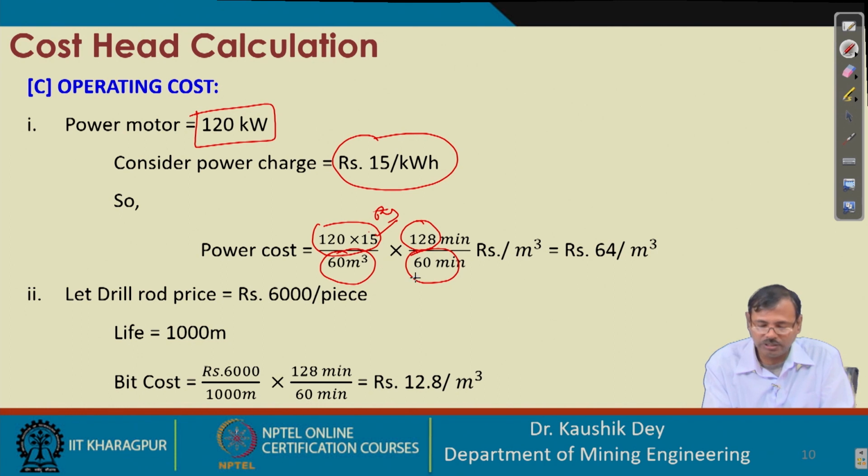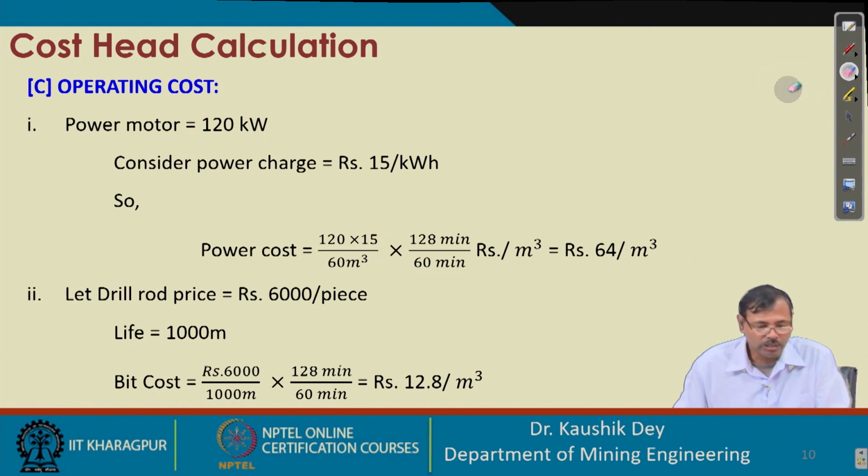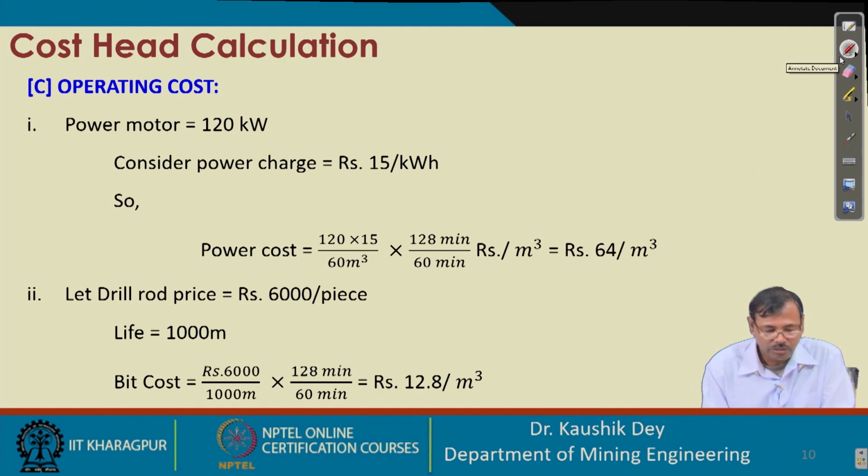So, that is considered here, and from one phase we are getting 60 meter cube of material. So, this is coming around 64 rupees per meter cube. Okay. So, that is 64 rupees per meter cube is the power cost coming for this jumbo drill operations.